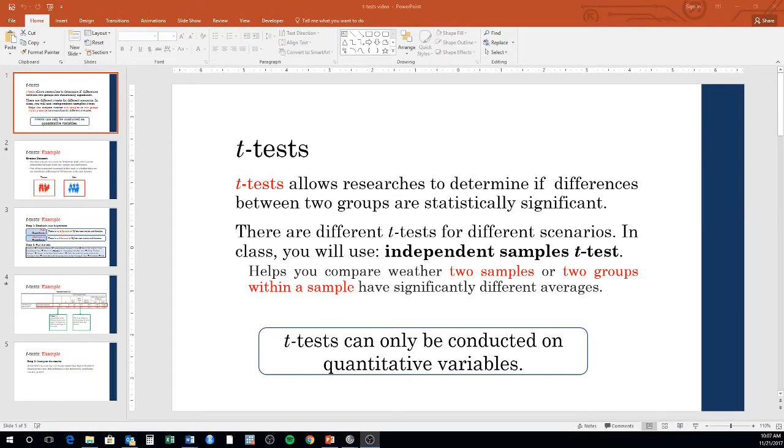Hello everybody. In this video, we are going to go over how to conduct a t-test using SPSS. As you guys remember from class, a t-test allows researchers to identify significant differences between two groups. So if you find yourself in a situation where you're comparing two groups across a numeric variable such as age, height, weight, income, IQ, whatever it might be, then you're going to be using a t-test. In particular, you're going to be using the t-test called independent samples t-test.